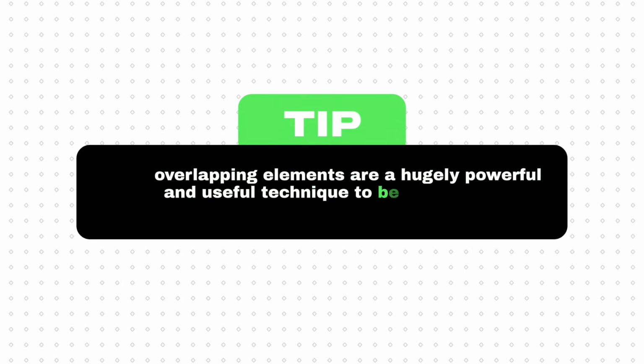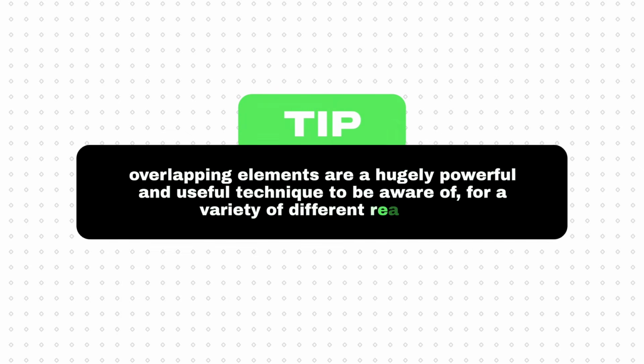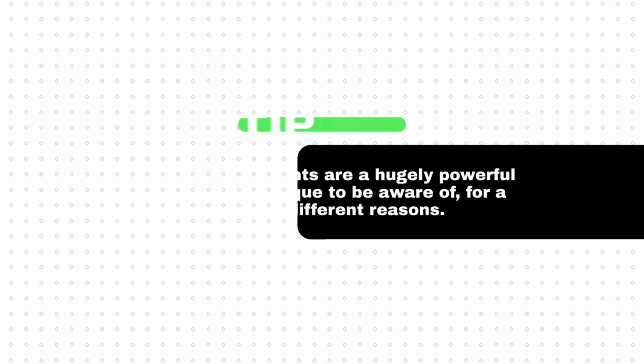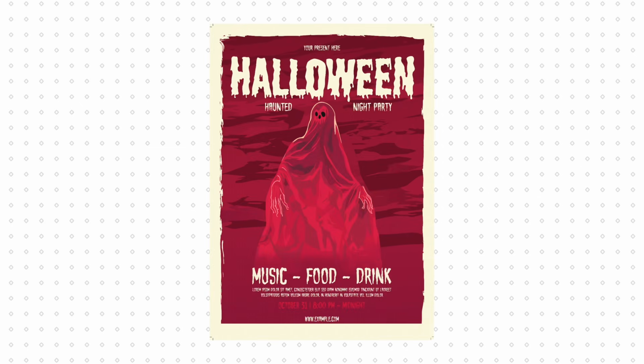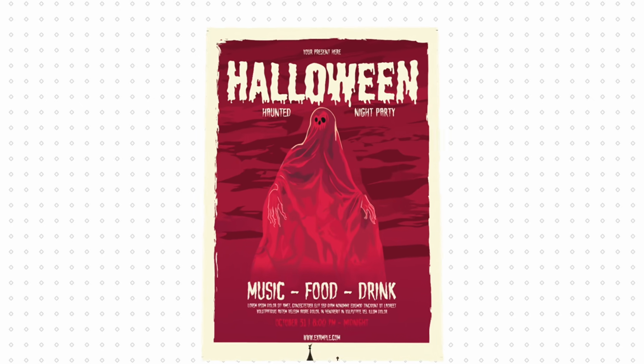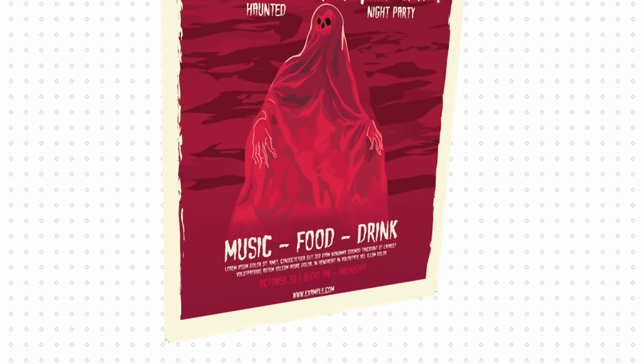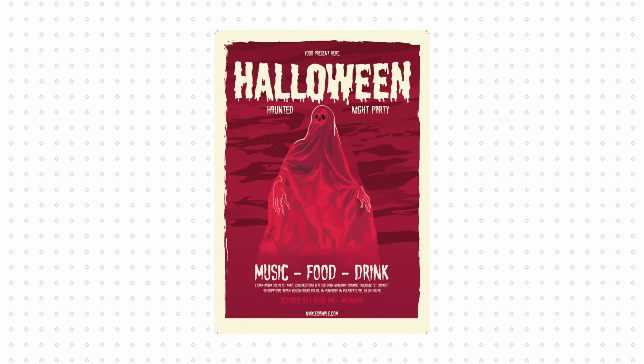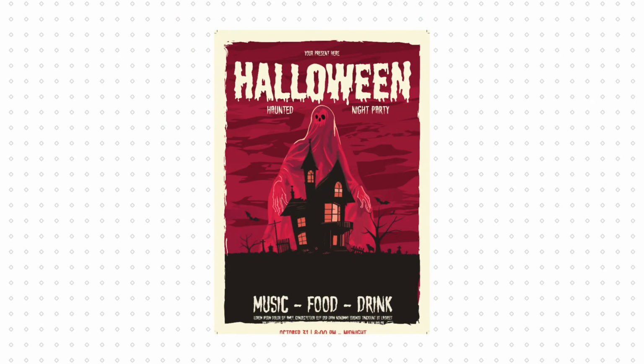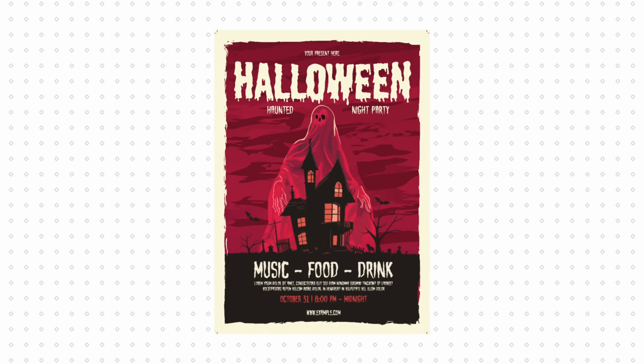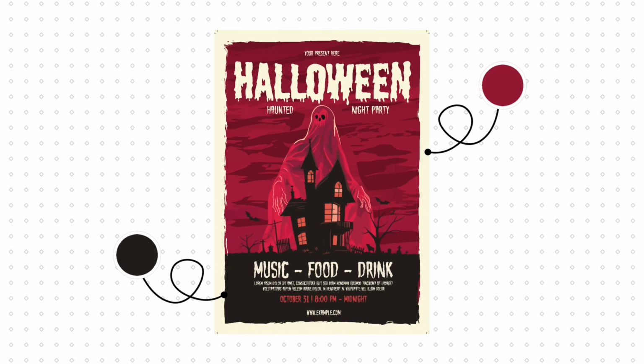Now, the first tip I have for you is that in graphic design and regarding layout, overlapping elements are a hugely powerful and hugely useful technique to be aware of, for a variety of different reasons. So if you take a look at this Halloween poster, it looks fairly decent, right? The design has an okay layout, but we can actually drastically improve it with just overlapping elements. Firstly, we can add a darker composition that overlaps the ghost right here. Not only does this add depth and more intrigue, it also adds a well-needed amount of contrast, as the design before was basically just red.